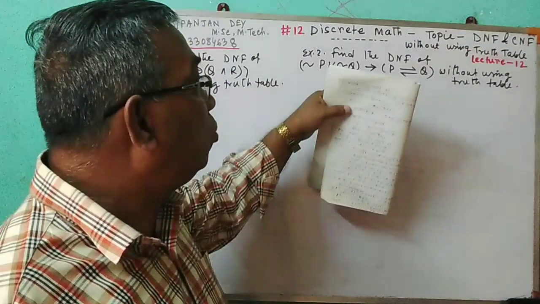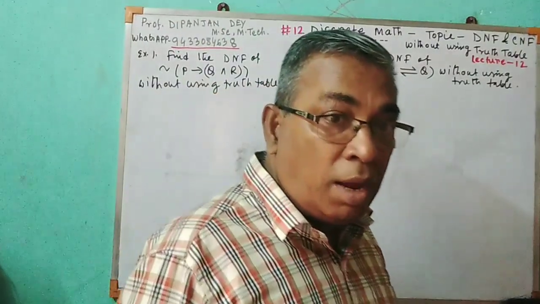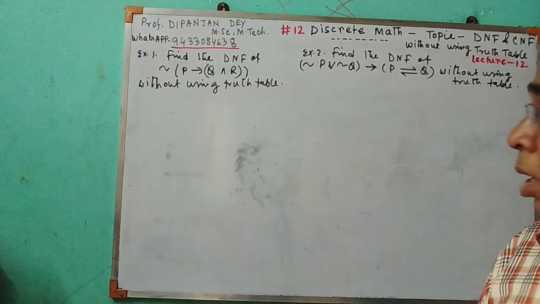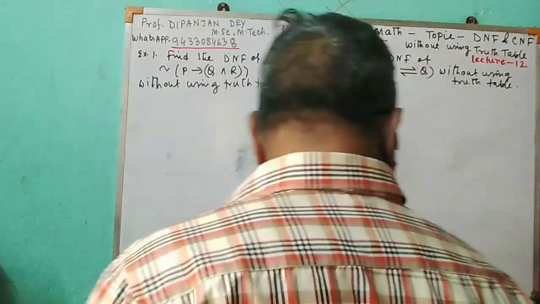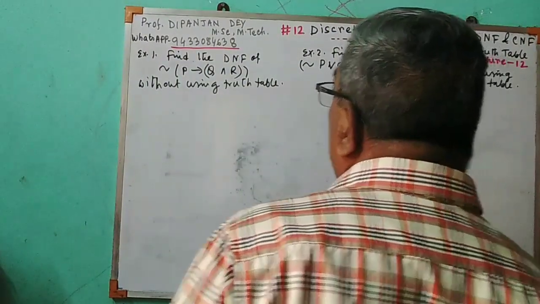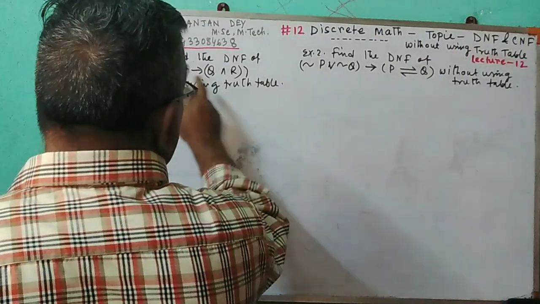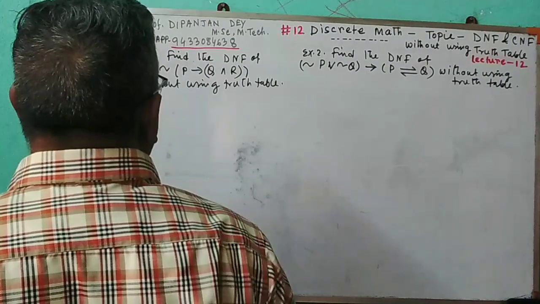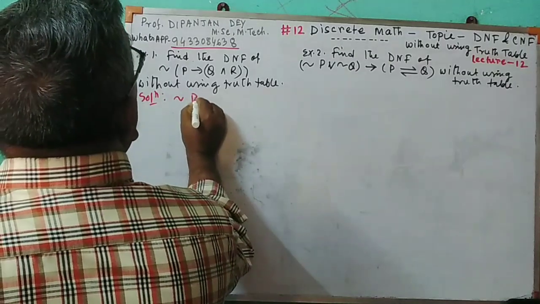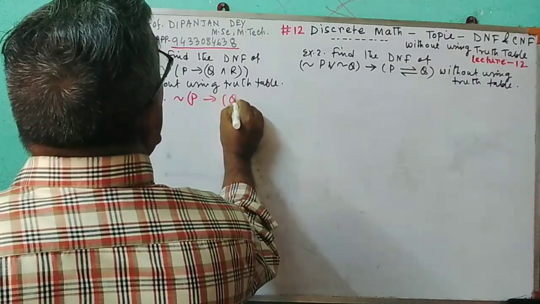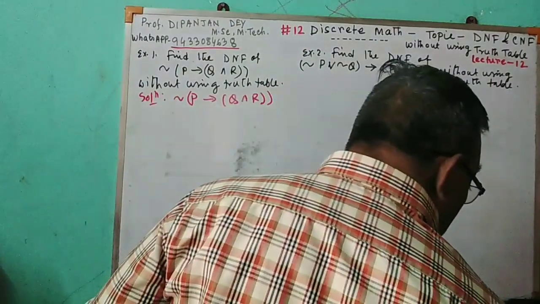So I have taken here two sums, find the DNF. These two sums I have taken from a university question paper. So firstly, I am solving this sum. How to find the DNF of this: negation P implication Q conjunction R. So solution: negation P implication Q conjunction R. Okay, so now solving.